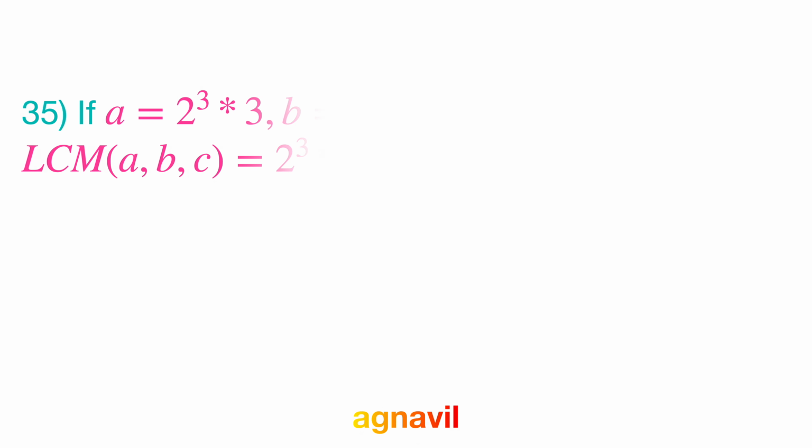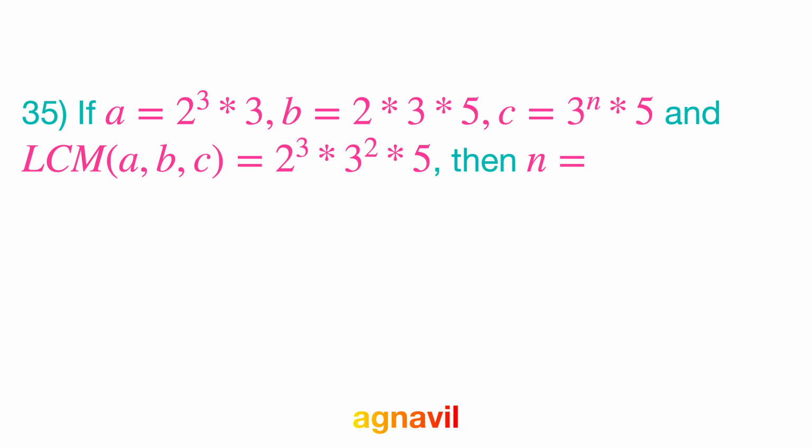If A is equal to 2 cube into 3, B is equal to 2 into 3 into 5, C is equal to 3 power n into 5, then the LCM of A, B, C is given as 2 cube into 3 square into 5. Then the value of n is, we have 4 options.